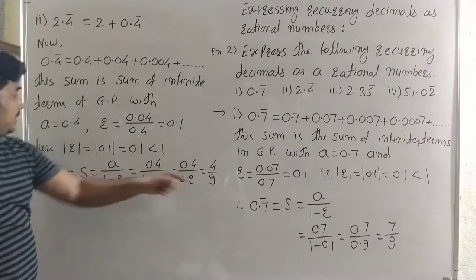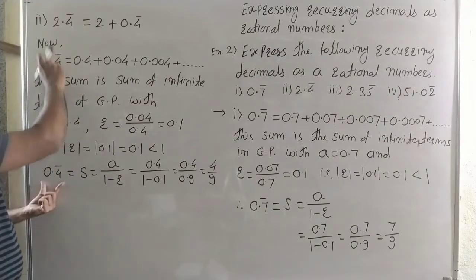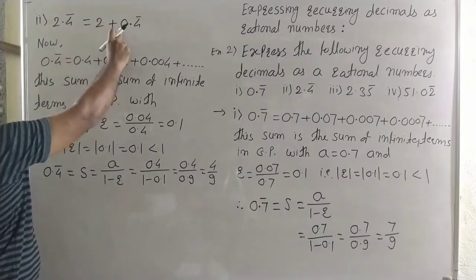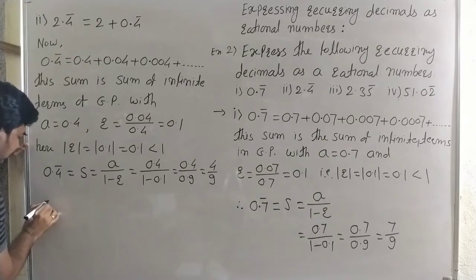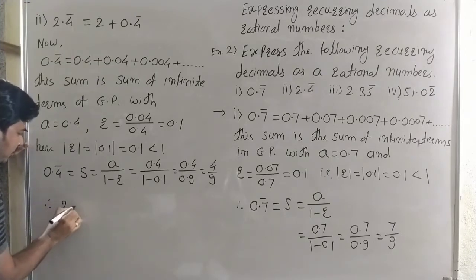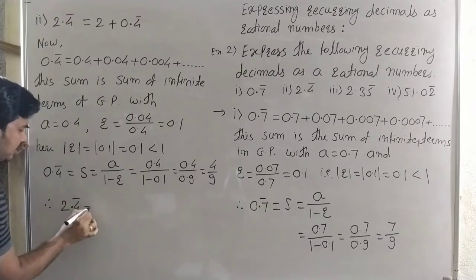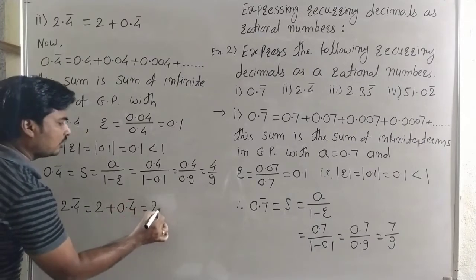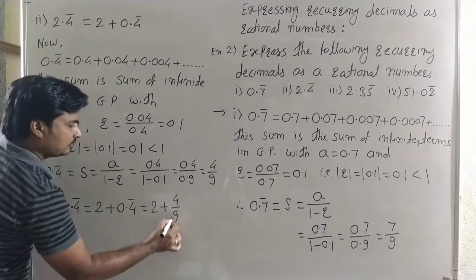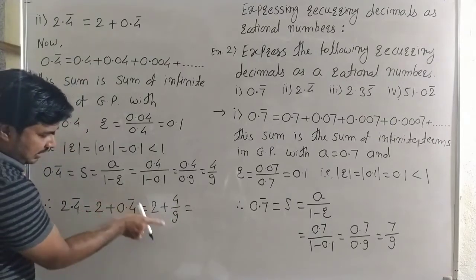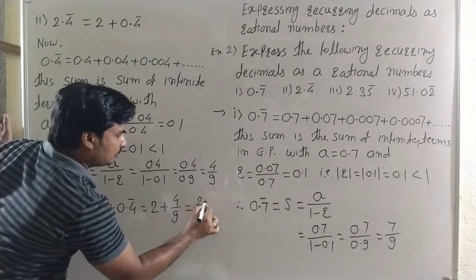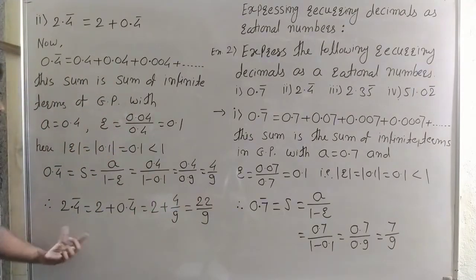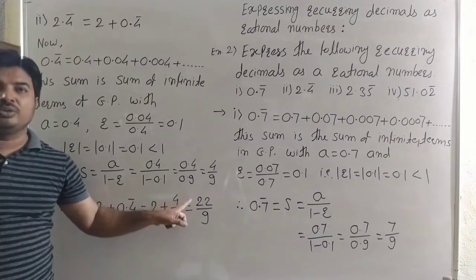Here it is 4 by 9, which is only 0.4 bar, but we want to find the value of 2.4 bar, that is 2 plus 0.4 bar, and therefore 2.4 bar is equal to 2 plus 4 by 9, and 2 plus 4 by 9 is 18 plus 4, that is 22 upon 9, and it is the last answer. 2.4 bar, a recurring decimal, is converted as a rational number, that is 22 upon 9.